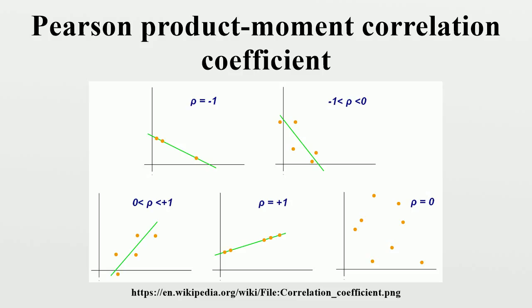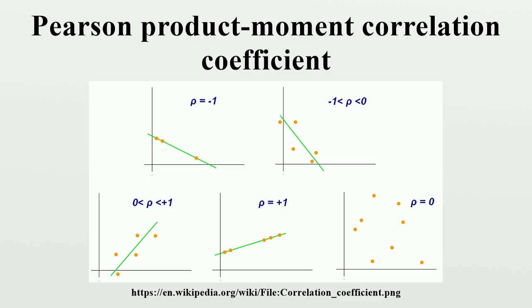Definition: Pearson's correlation coefficient is the covariance of the two variables divided by the product of their standard deviations. The form of the definition involves a product moment, that is, the mean of the product of the mean-adjusted random variables, hence the modifier product moment in the name.